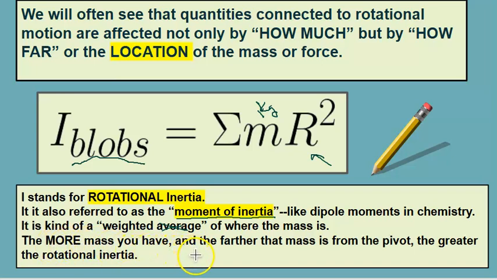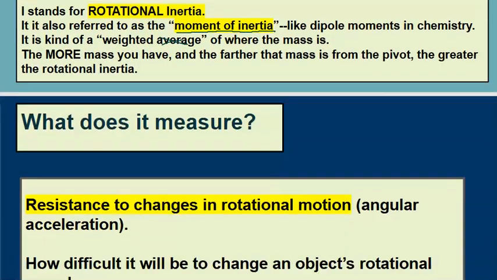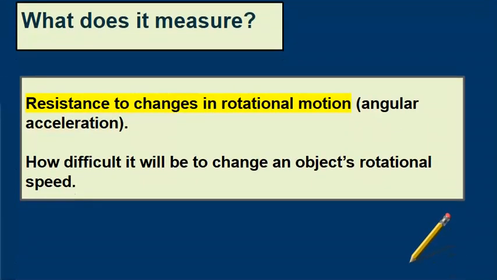I love the juice box video. The more those juice boxes weigh and the farther they are from the pivot, the harder it's going to be to rotate, the greater the rotational inertia. All right, so this is the new formula. What does it measure? Resistance to changes in motion, just like regular inertia measured resistance to linear motion. So the more the rotational inertia, the harder it's going to be to start spinning, but also the harder it's going to be to stop spinning. Like a pottery wheel, you might want a lot of rotational inertia so it'll keep spinning.